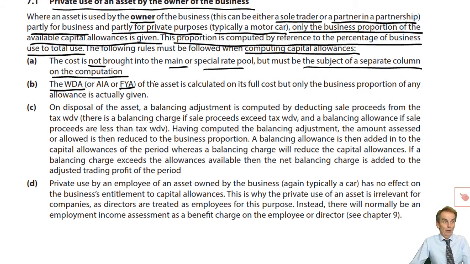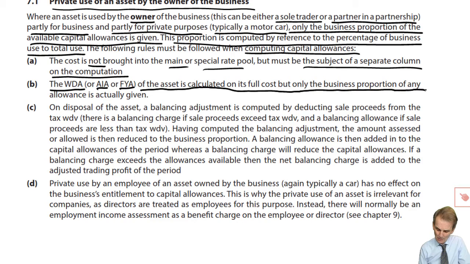If it was some other normal item of plant and machinery that attracted AIA, which is incredibly unlikely, whatever is the allowance of the asset, it's calculated on its full cost, but only the business proportion of any allowance is actually given. You're going to lose the private proportion of that tax written down value in each accounting period that you claim your WDA. It would of course be a one-off issue if it was either AIA or FYA, as they are 100% allowances. But that, as I say, is incredibly unlikely.